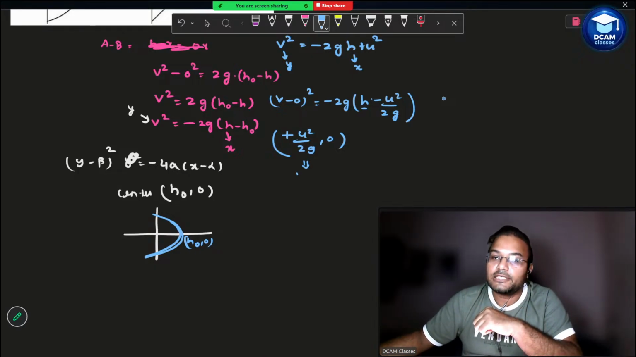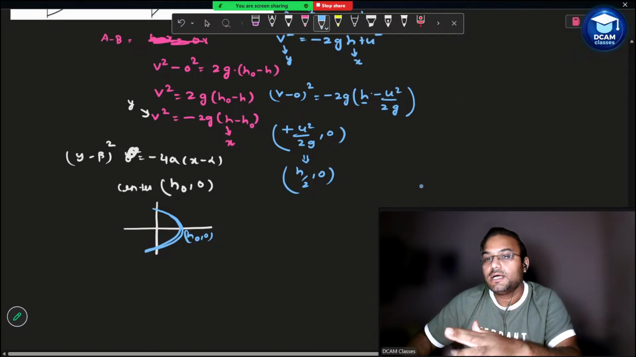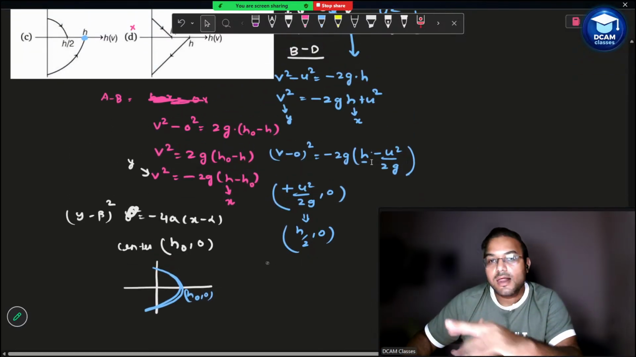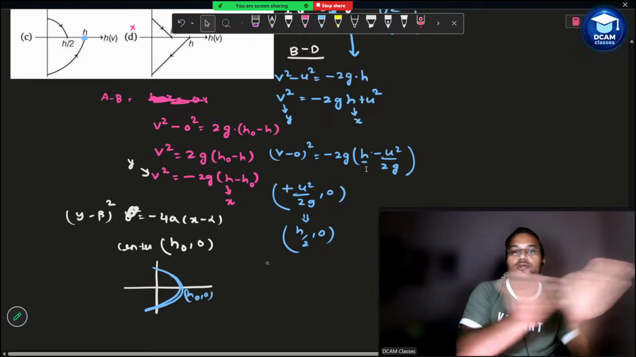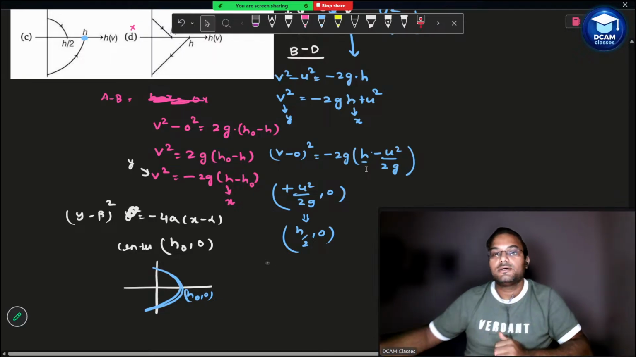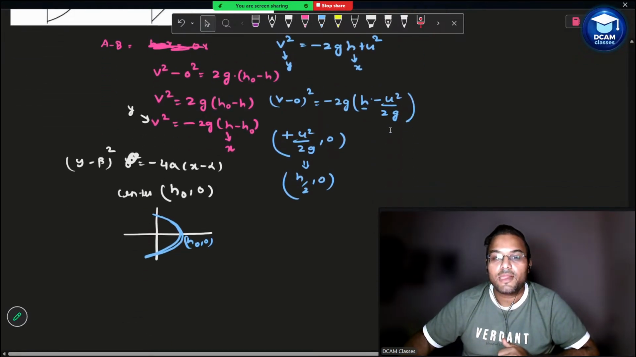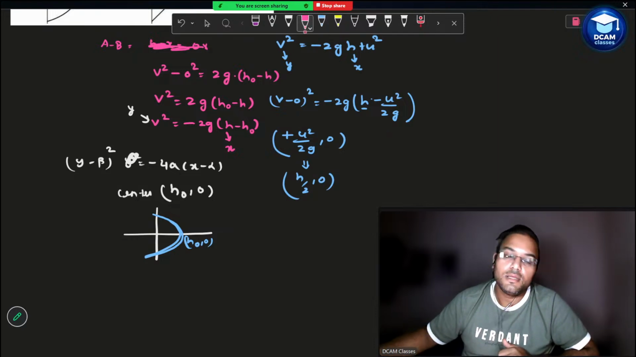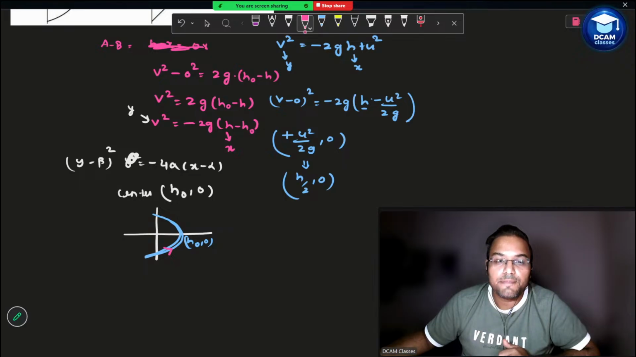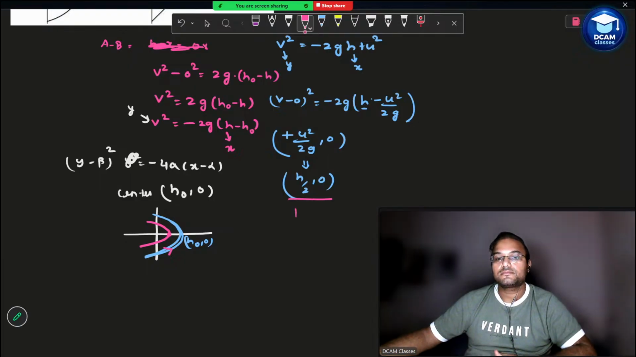So it is actually h by 2 comma 0. So for the reverse motion, our graph is the same type of parabola opening towards the left, but whose center is h by 2 comma 0. This one. If you draw, this was for the forward motion and now this was for the reverse motion. Pink one.